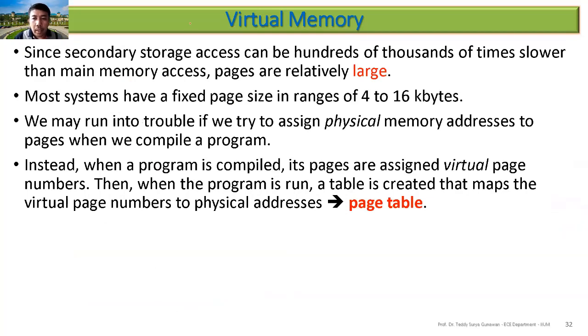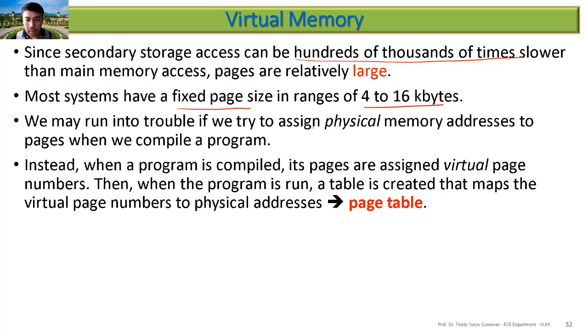Secondary storage can be hundreds of thousands of times slower than memory. Remember that this is like an I/O. The memory, for example, requires 1 nanosecond, while the hard drive requires 1 millisecond, so 1,000 times slower or even more. Most systems have a fixed page size in the range of 4 to 16 kilobytes.